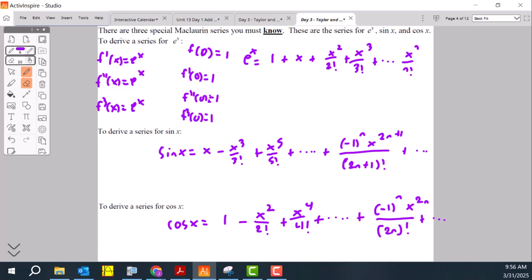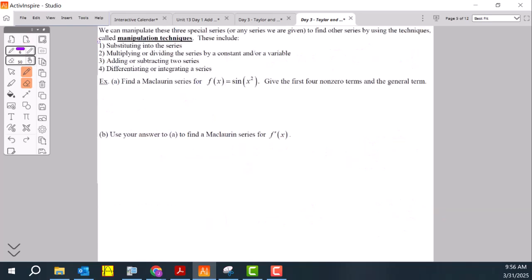Okay. Now with these, we have some manipulation techniques. You can look up here for those manipulation techniques. But one of the big ones we can use is we can substitute into the series. So this is saying find f of x equals sine of x squared. Well, that just means it wants us to plug x squared into that sine series we had.